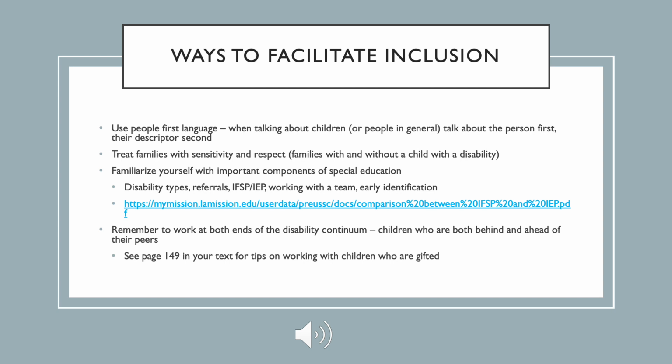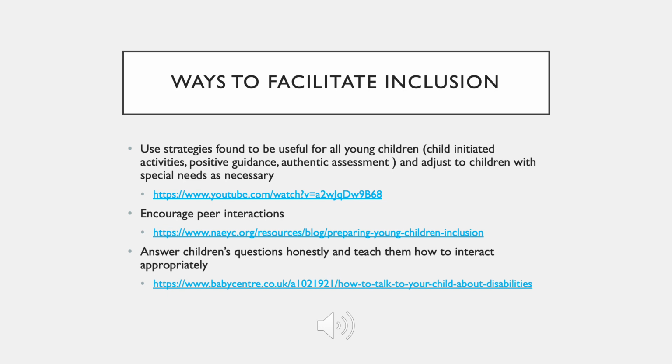And considering, again, both children who are behind and ahead of their peers and every child in between. And there are tips in your textbook, page 149, for gifted children specifically. So I recommend, if you haven't read that yet, make sure you take a peek at that. And last but not least, this slide has some additional ways to facilitate inclusion. Just couldn't fit them all on one slide.